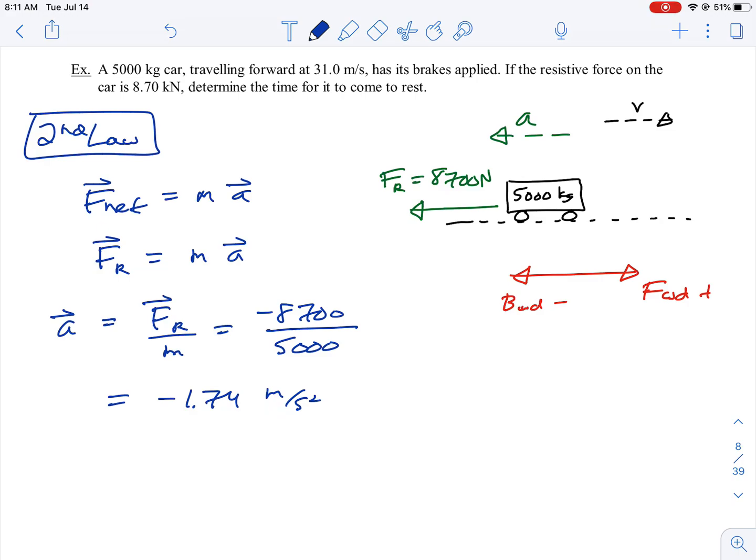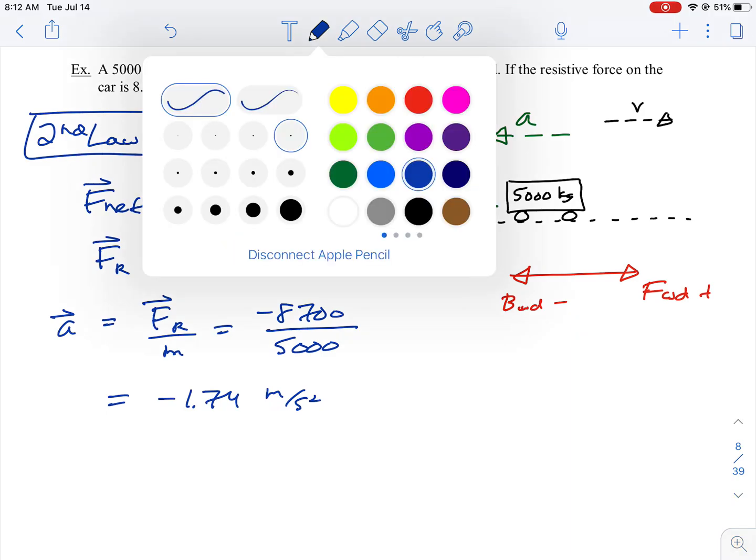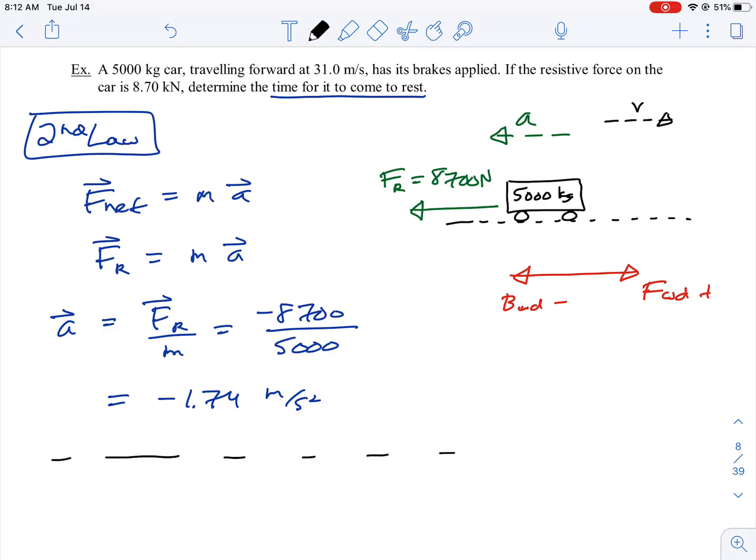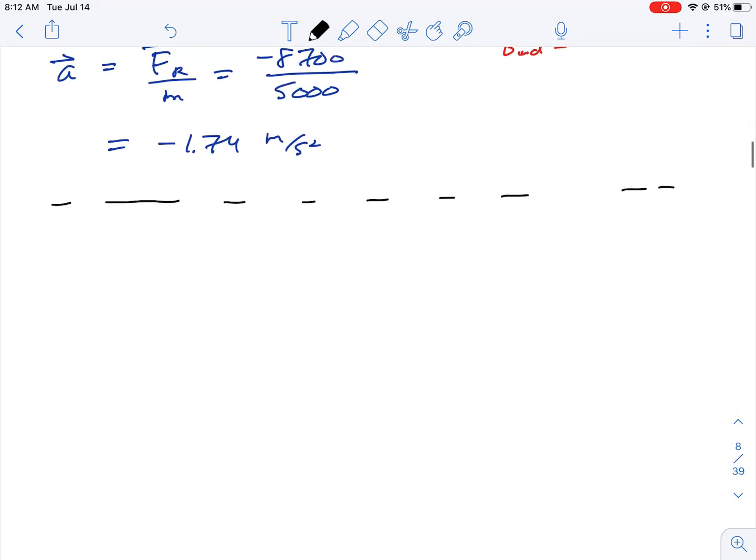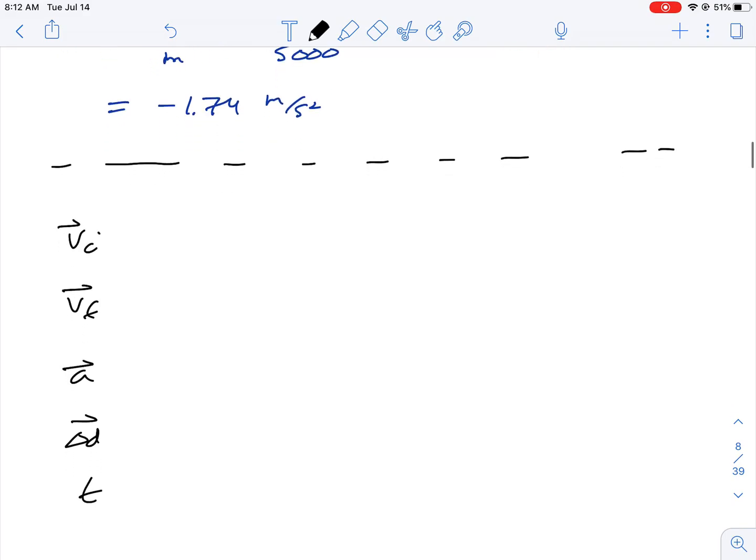But you see what we're looking for now is how much time it takes for it to come to rest. That's actually kinematics, you guys. So stage two is a kinematics question involving acceleration. And remember, when we typically do kinematics with acceleration, we make a list of V initial, V final, A, delta D, and T. And forgive me for scrolling up and down, but I have to for this one here.